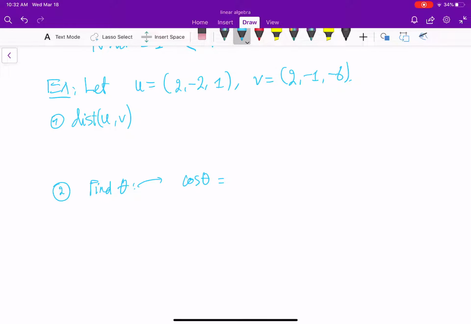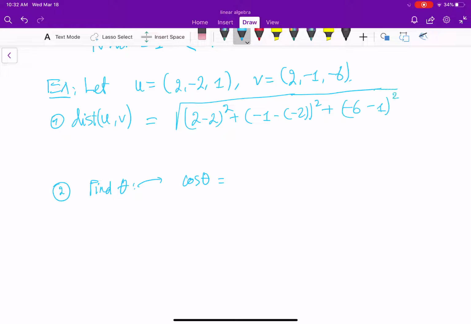So the distance between u and v is square root of (2 minus 2) squared plus (-1 minus -2) squared plus (-6 minus 1) squared. So we have to be very careful with this, because when you subtract, you subtract with the minus. So don't forget, we need to write in parentheses, otherwise we can get it wrong. So this is 0, this is 9, this is 49, and then you apply square root, you sum them up, you get square root of 58.